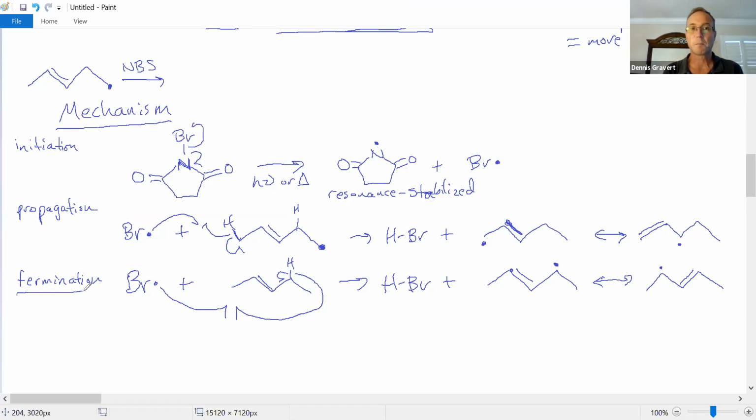Termination. Pair up radicals. That's what we did before, and that's what we're going to do again. However, a little different here. NBS, it's just a mild reaction. You don't get every possible termination product. Instead, you only have to draw the products between bromine radical and these radicals. Yikes, there's 4 of them. Yeah, we got 4 products potentially.